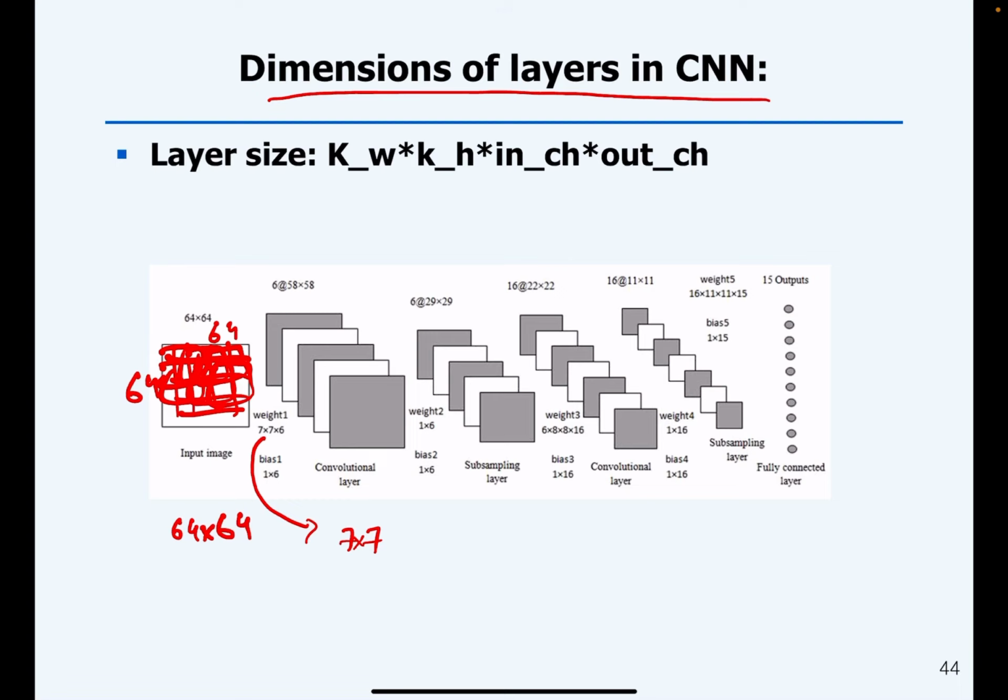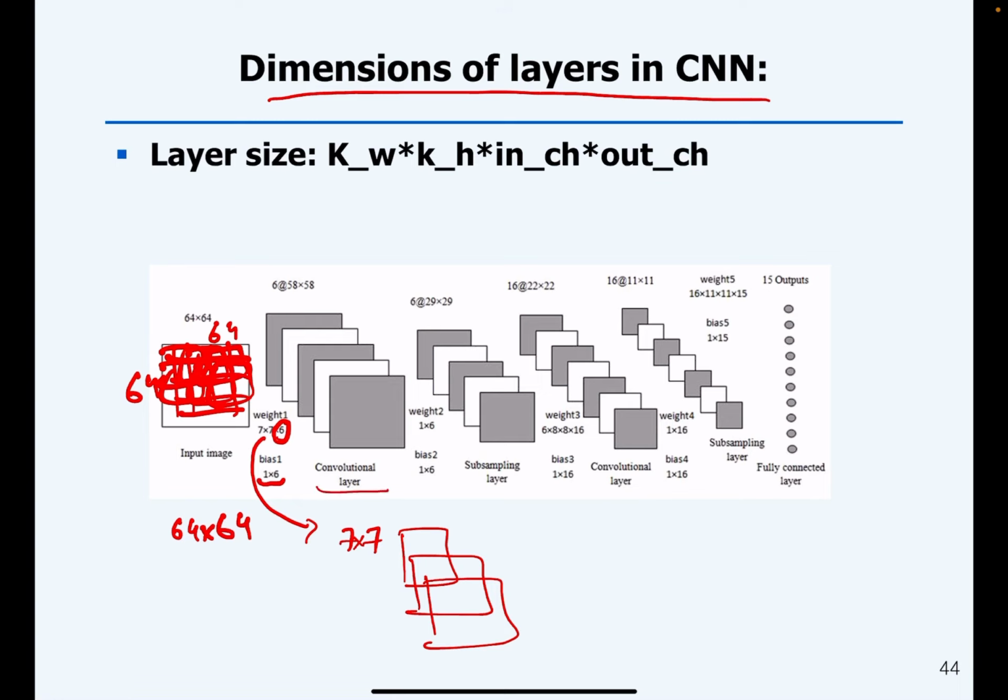And a total of 6 such kernels are used. So one 7 cross 7, another one 7 cross 7, another one, all are different. And we have 6 such kernels, and each of them will have a bias value. In total we have 6 bias values, 1 per kernel.